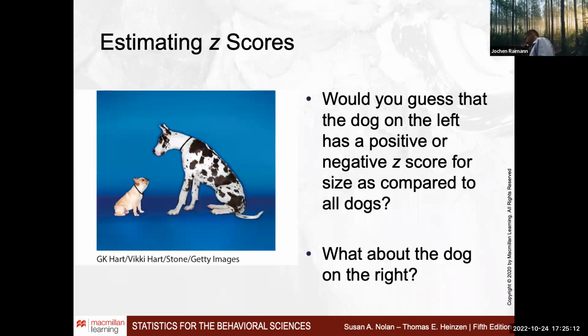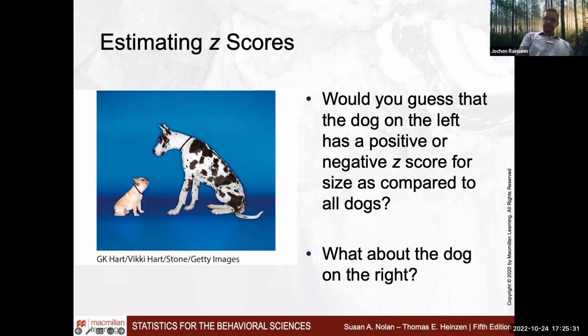So this is the example that Nolan and Heinzen give. You have a small dog and a big dog. The mean between the small and the big dog would be like a terrier or something. So that would be the mean, and this is a negative z and this is a positive z. And why are you doing that?